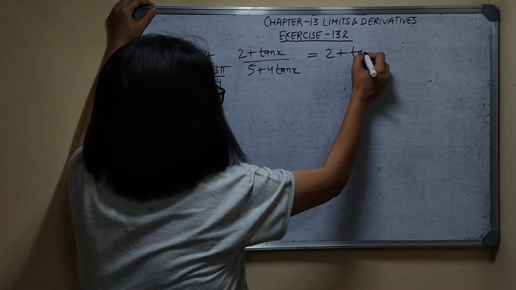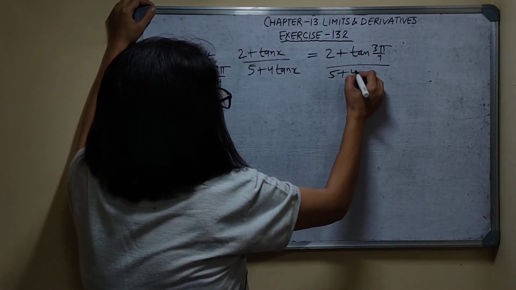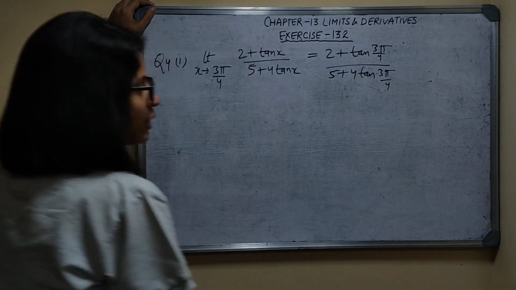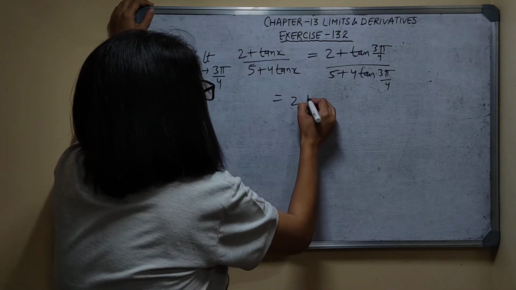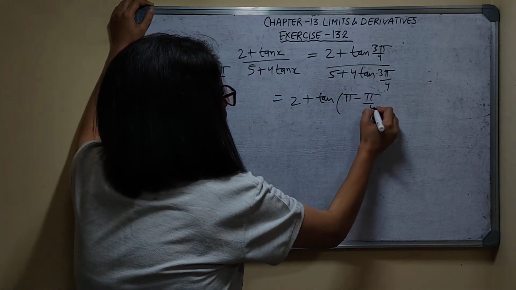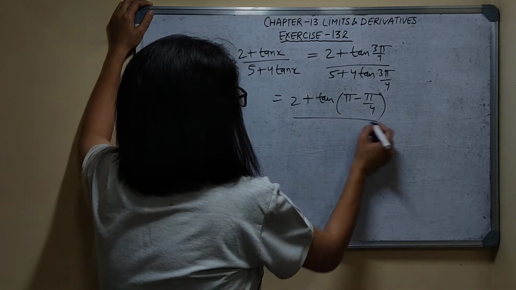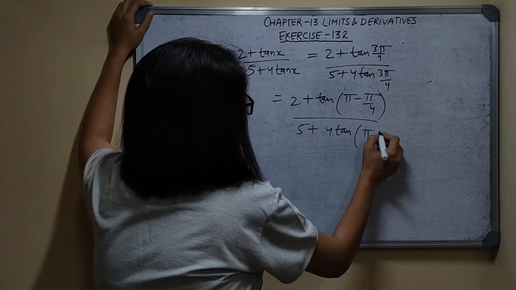So 2 plus tan 3 pi by 4 upon 5 plus 4 tan 3 pi by 4. Is it clear? So this 3 pi by 4 I can write what? 2 plus tan pi minus pi by 4 upon 5 plus 4 tan pi minus pi by 4. I am writing all angles in pi minus or pi plus.